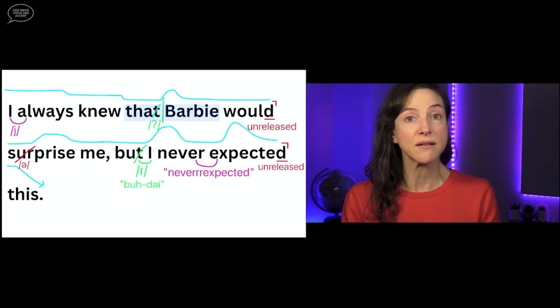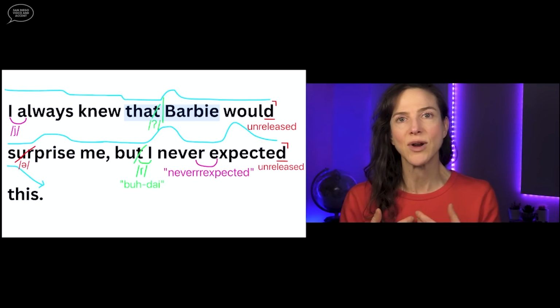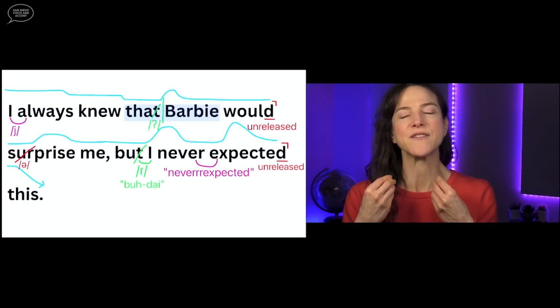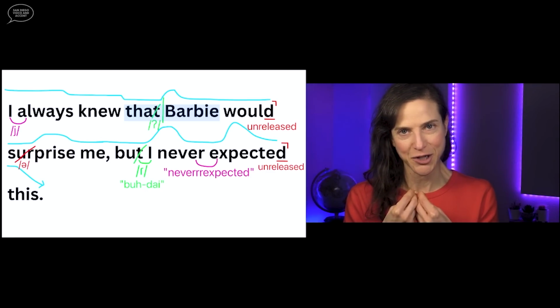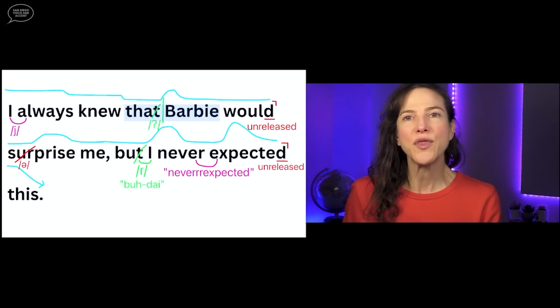And if you're doing this glottal T or this stop T correctly, you can't breathe at the same time. And there's no sound, right? It's that gap, the absence of sound. That's the T in English. That Barbie.